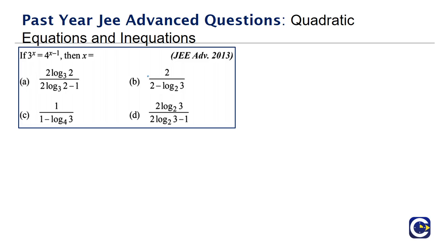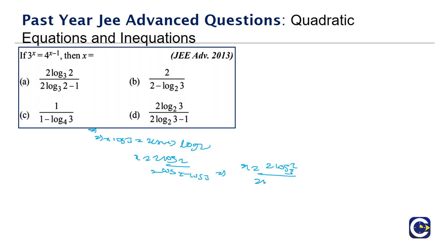If 3 power x is equal to 4 power x minus 1, which implies x log 3 is equal to 2 into x minus 1 log 2. So x is equal to 2 log 2 by 2 log 2 minus log 3, which implies x is equal to 2 log 2 base 3 divided by 2 log 2 base 3 minus 1, which is equal to 2 by 2 minus log 3 base 2. Also x is equal to 1 by 1 minus half log 3 base 2, which is equal to 1 by 1 minus log 3 base 4. So the answer for this question is option A, option B and option C. Moving on to the next question.